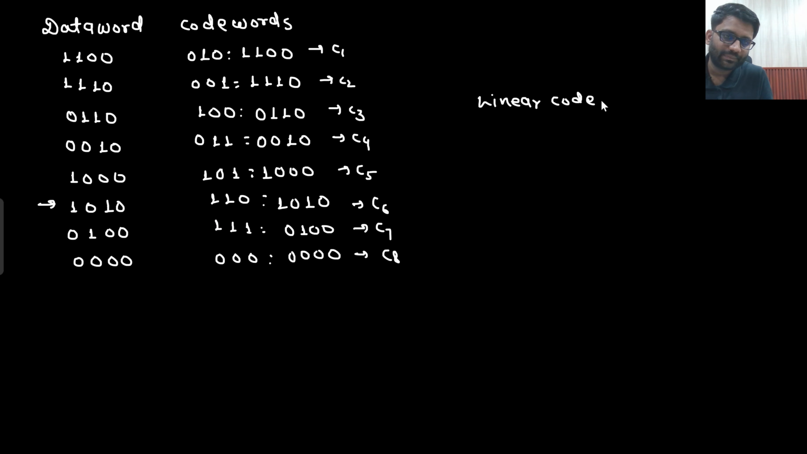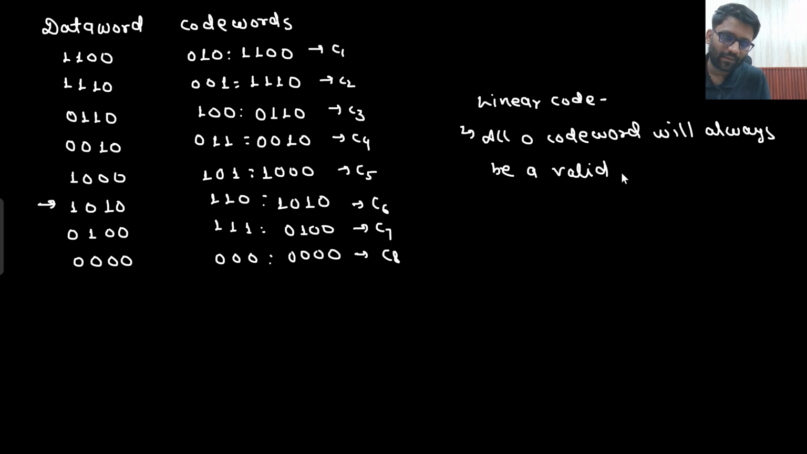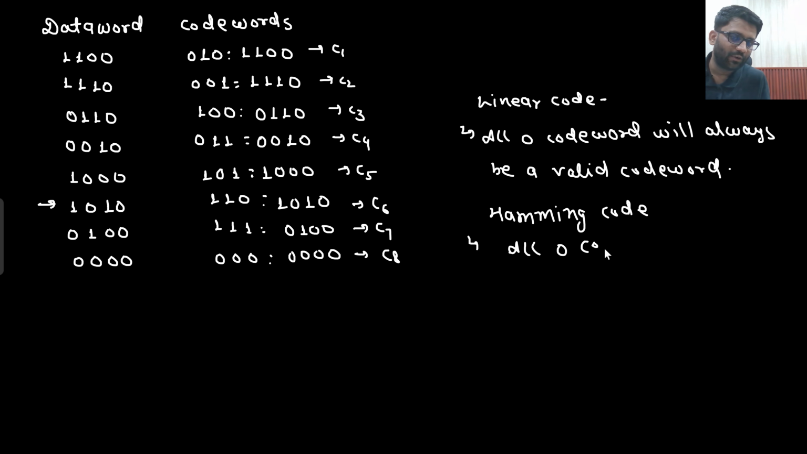For a linear code, you know that the all zero code word will always be a valid code word. But there is a property for Hamming code as well. Hamming code is a linear code, which means it will follow this property for sure: the all zero code word will be a valid code word.